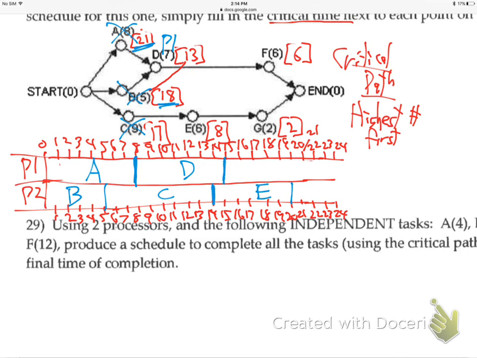D is done. Job D is done. Processor 1 comes in, is ready for a new job. The only thing available is F. That'll take him, what, to 21? That's F at 21. Next, at 20, E comes in, processor 2 finishes E. G is the only thing available. 22-hour job. And then 1 hour of idle time.